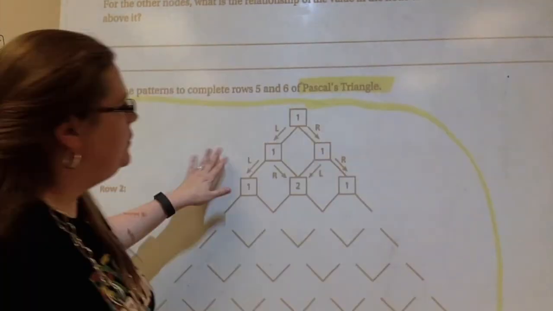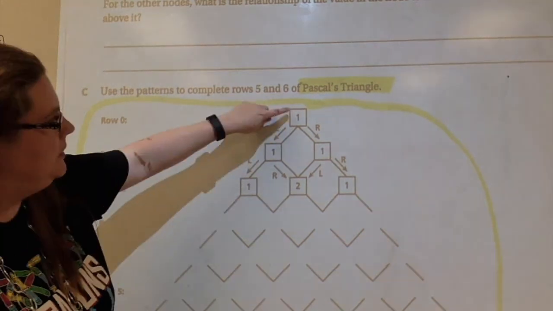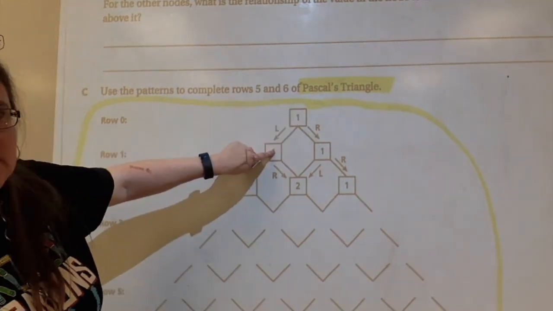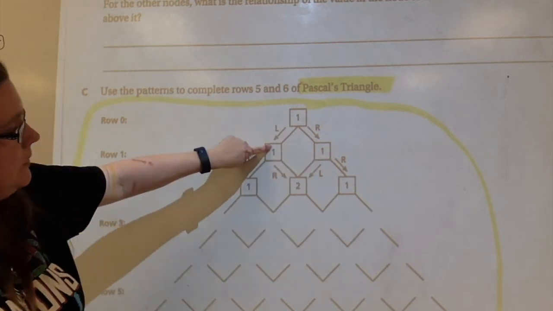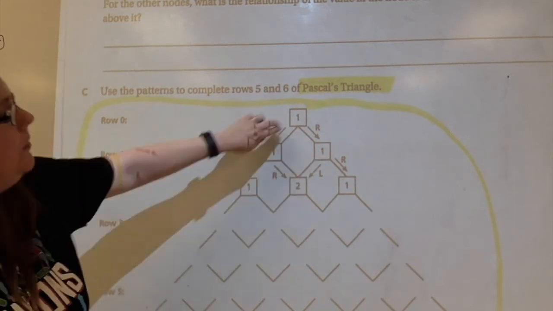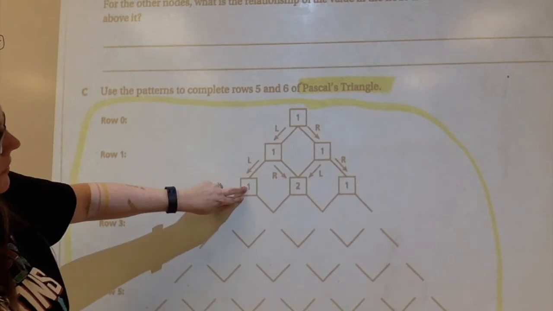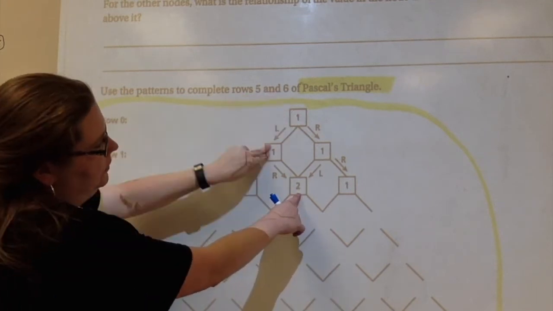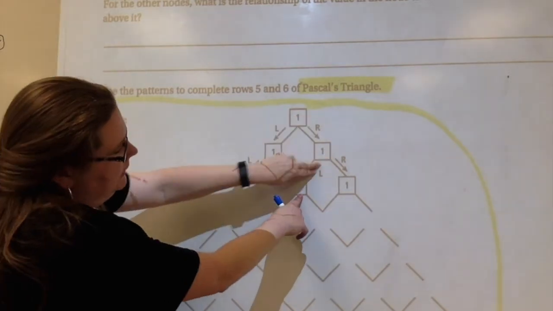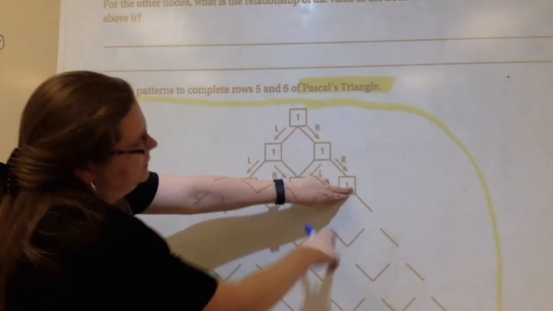All right, so when they're talking about paths, they're talking about from here, there's only one way to get to this node. From here, there's only one way to get to this node. From the beginning, I'm sorry, there's only one way to get to this node. But from the beginning, there's two ways to get to this one. You could go left and right, or you could go right and left. And there's only one way to get to this node.